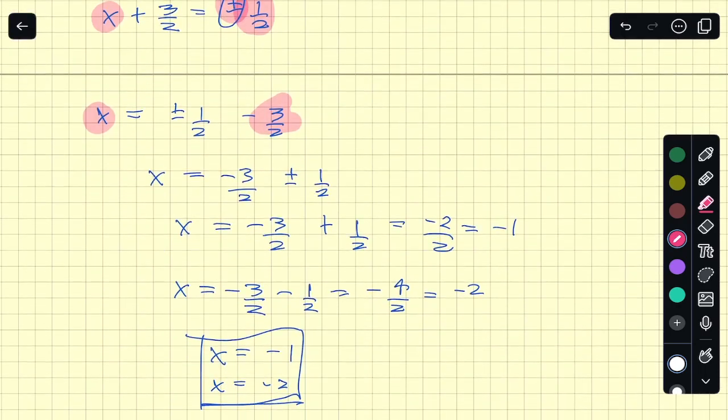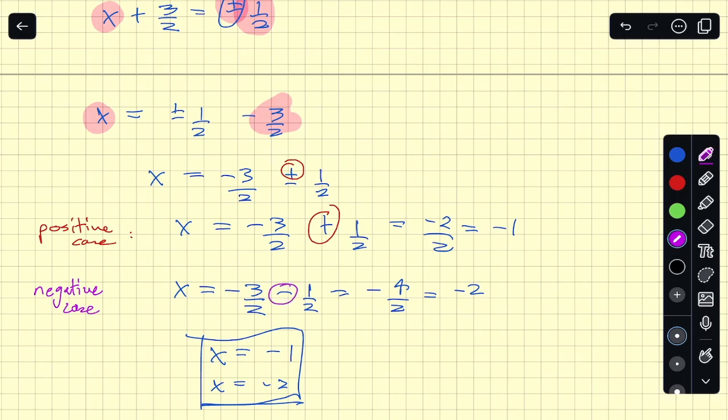From there, take a positive case and take the negative case. So this was the positive case when we let this one be this guy, and then this was the negative case when we let the negative half be the x, and that will give you your two answers. Cool, that's completing the square.